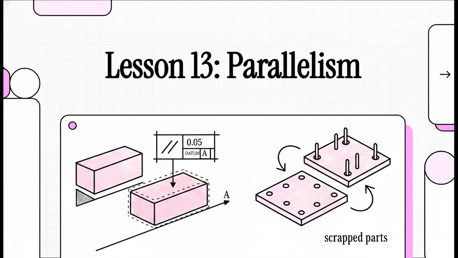We're on Lesson 13 today, and we're diving into a concept that literally separates a perfectly functional assembly from, well, an expensive pile of scrap metal. We're talking about parallelism. Up to this point in the course, we've focused heavily on controlling the basic, standalone shape of individual features. But now it's time to figure out how to actually relate those features to one another using the ASME Y14.5 standard. Let's get right into it.